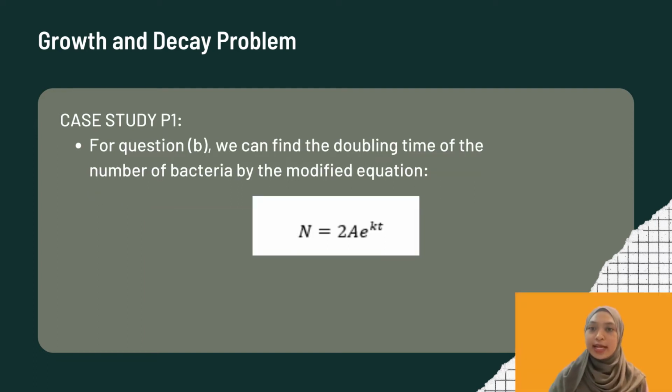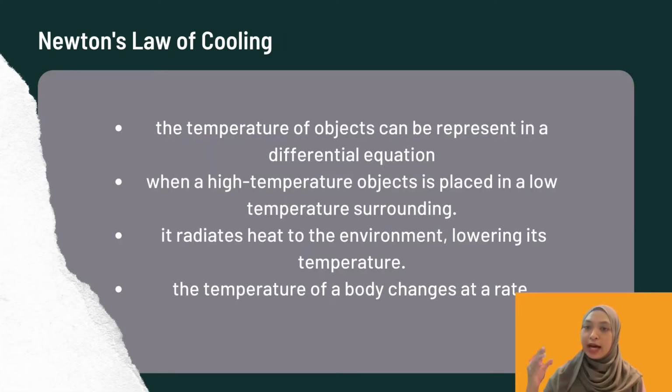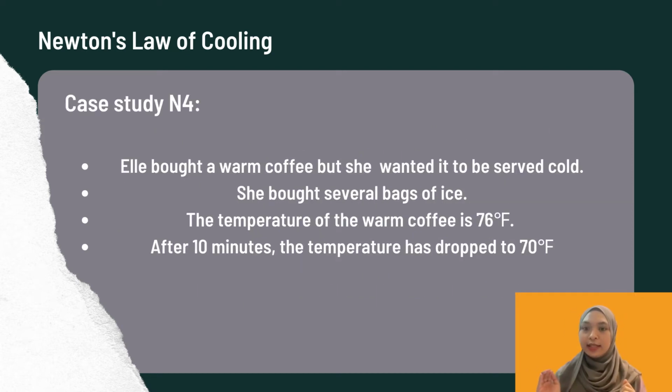We are going to discuss case study N4. For case study N4, we know that the question has stated Newton's law of cooling, as the temperature of objects can be represented in a differential equation. So, when a high temperature object is placed in a low temperature surrounding, it will radiate heat to the environment and lower its temperature.